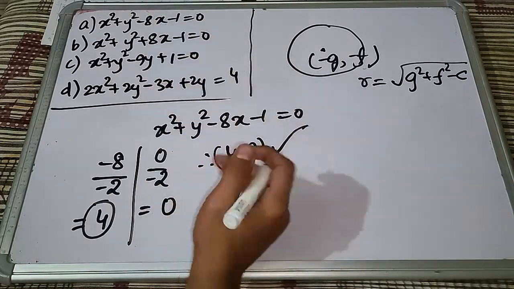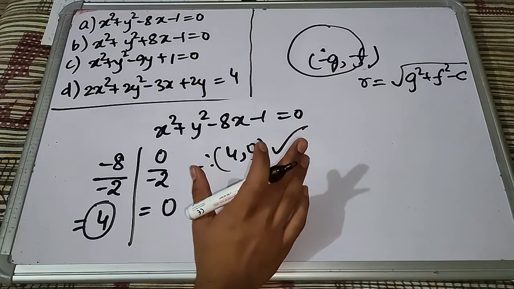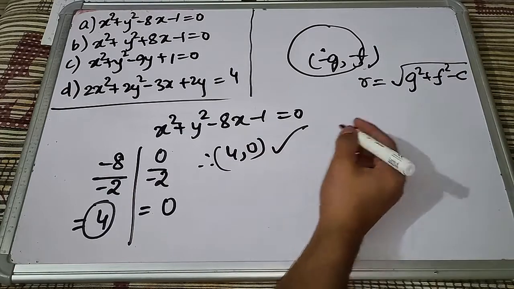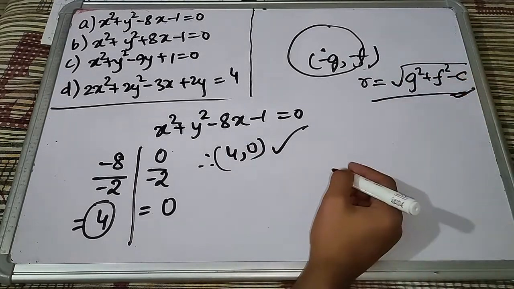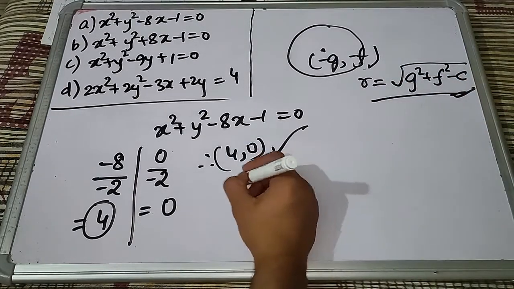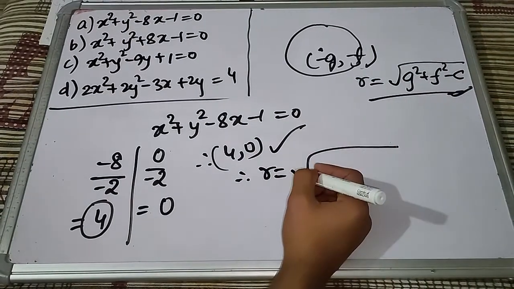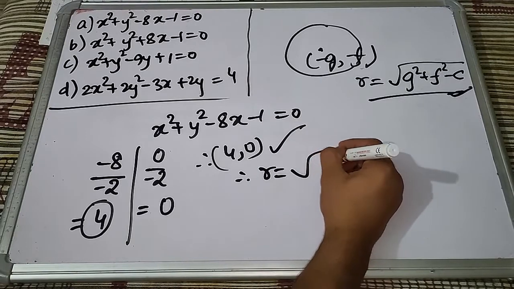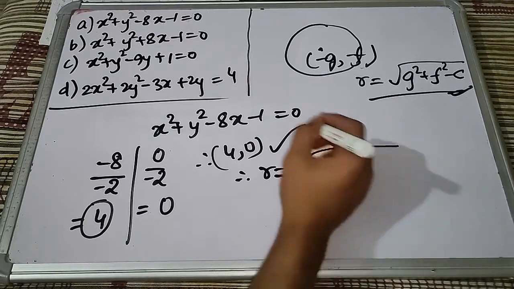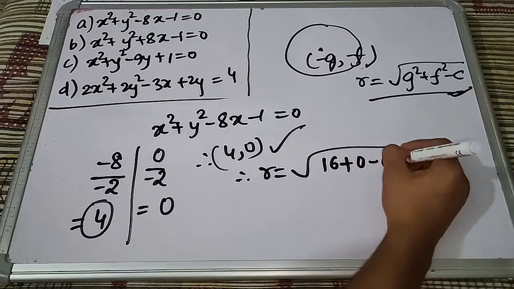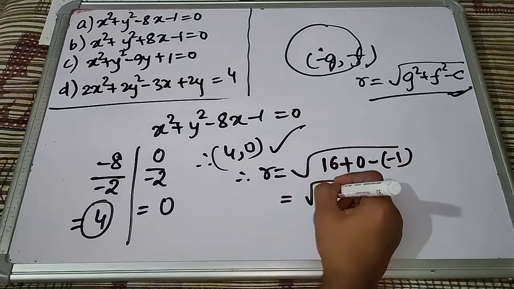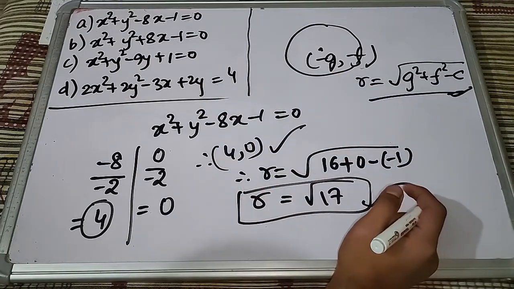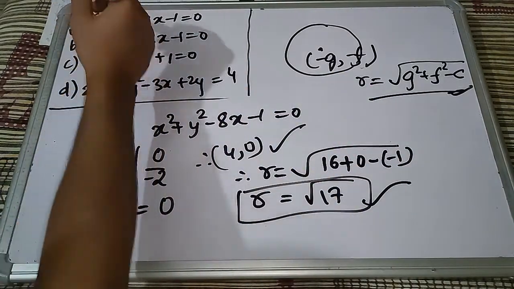Now, as there are 4 options, we should also check the radius, that is, whether the radius is also root 17. For that, as I told you, r equals root of g square plus f square minus c. Therefore, r equals root of 16 plus 0 minus c. Therefore, minus of minus 1, equals root 17. Therefore, r equals root 17 units. So both criteria are fulfilled. Therefore, this is the correct option.